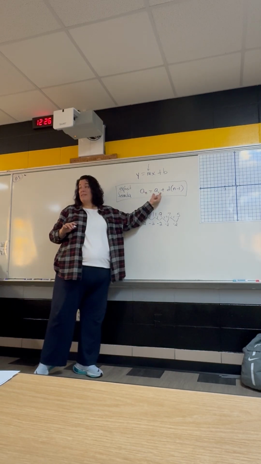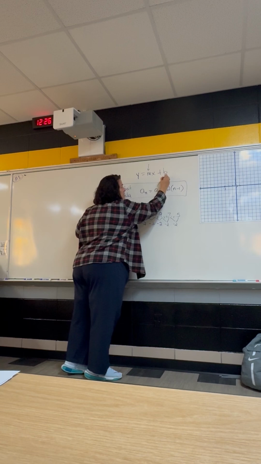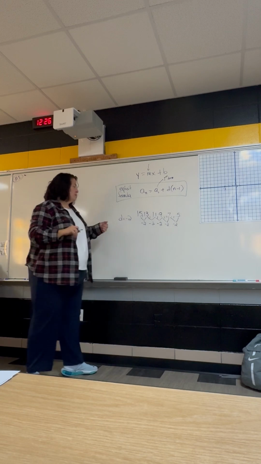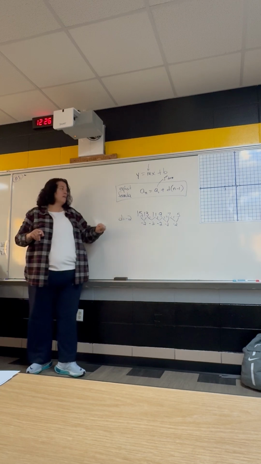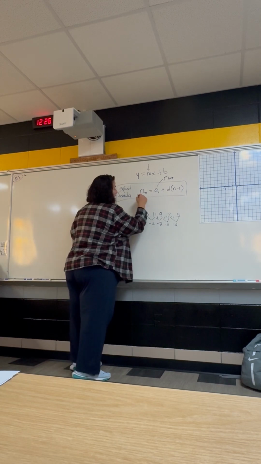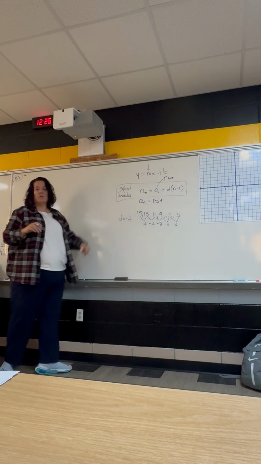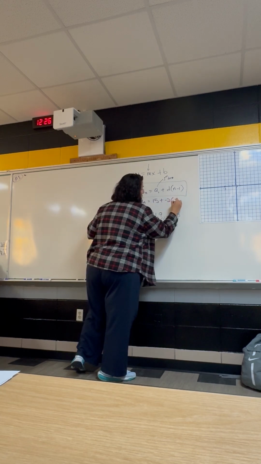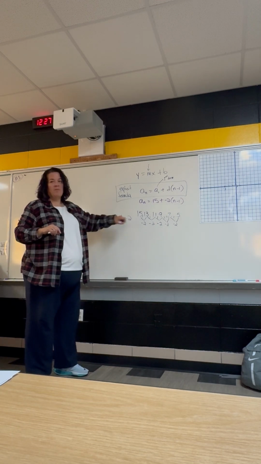This A, you read this, A sub 1. All that means is it's the first term of the sequence. A sub 1 is the first term of the sequence. Referencing this last one I just did, what's the first term of the sequence? 15. Okay. I'll explain this in a second. What's the D in this sequence? What's the common difference? -2. This is how you write an explicit formula for any arithmetic sequence.